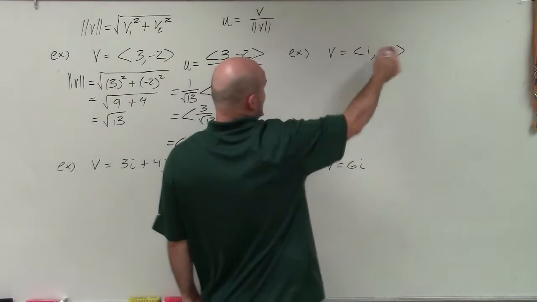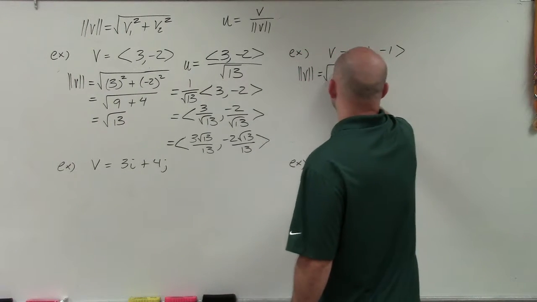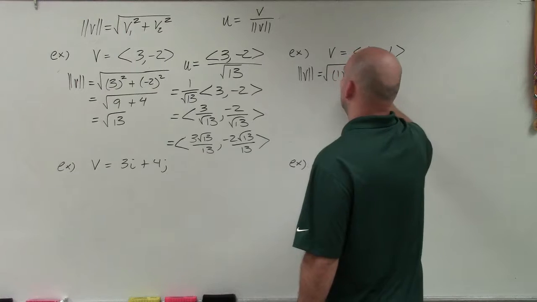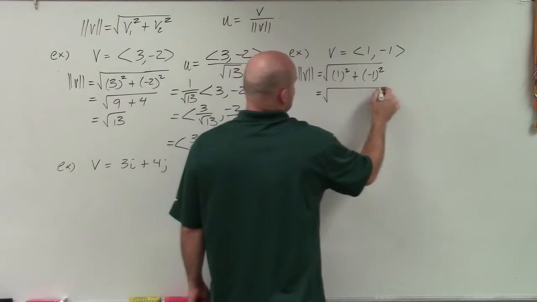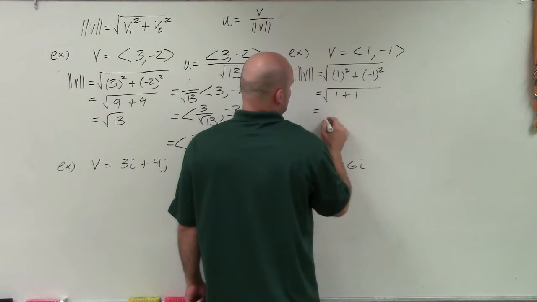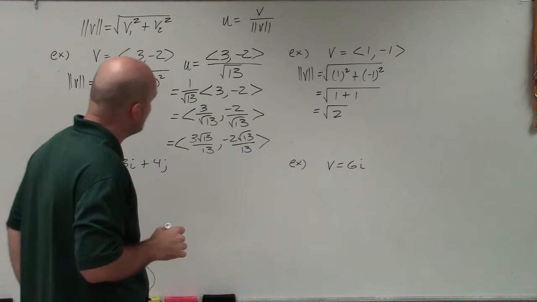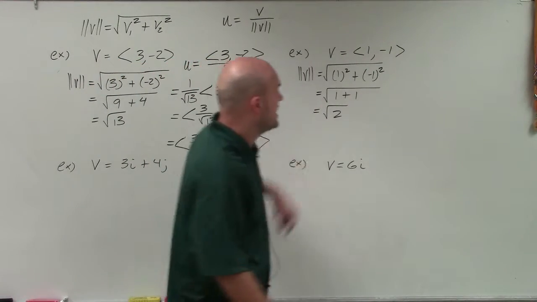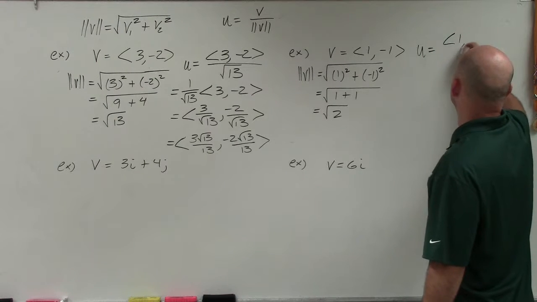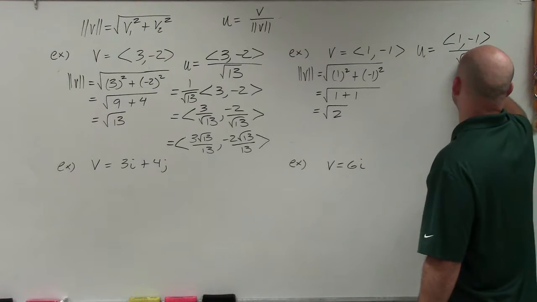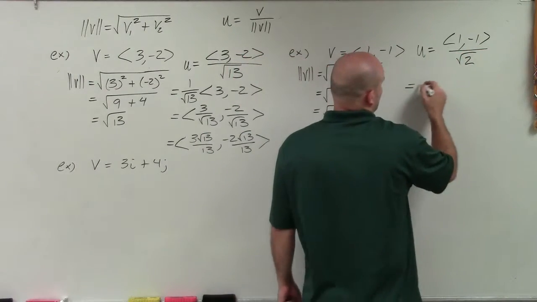All right, so for our next example, again, the first thing we want to do is find the magnitude. So that's going to be 1 squared plus negative 1 squared. So in finding the magnitude here, I have 1 plus 1 equals 2. Okay, so therefore, I have the square root of 2. Now I basically just take my vector, 1 comma negative 1, and divide it by the square root of 2.